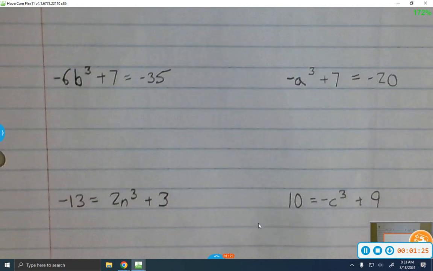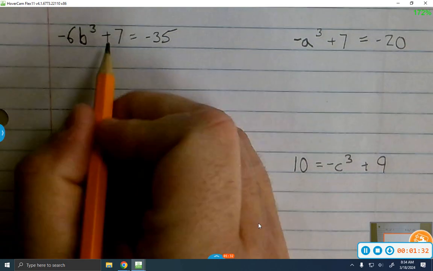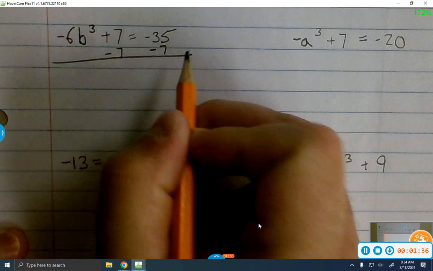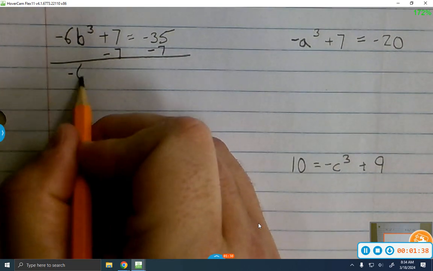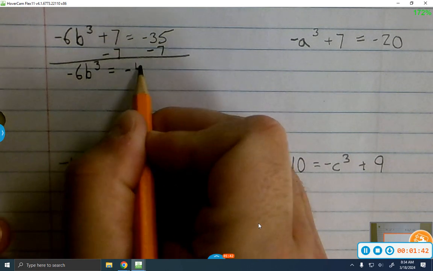All right, then our next one. We've got negative 6b cubed plus 7 equals negative 35. So the first thing we're going to do is subtract 7 away from both sides. So we get negative 6b cubed equals negative 42.